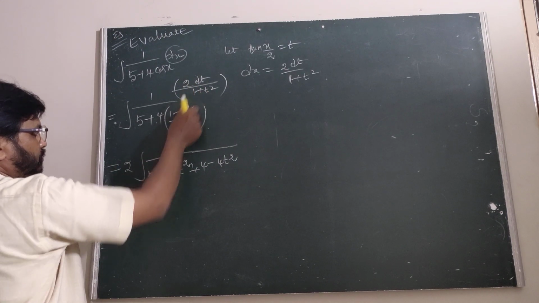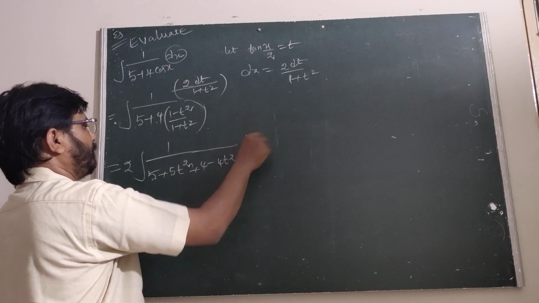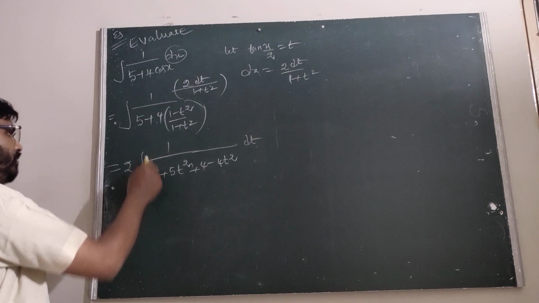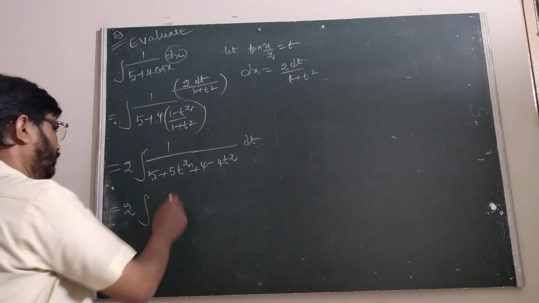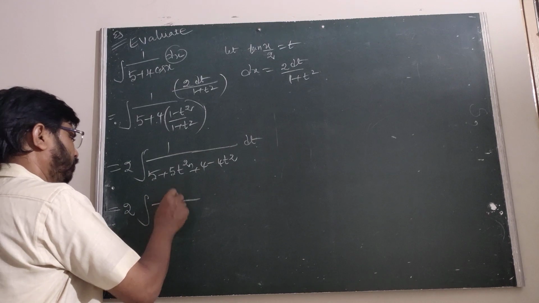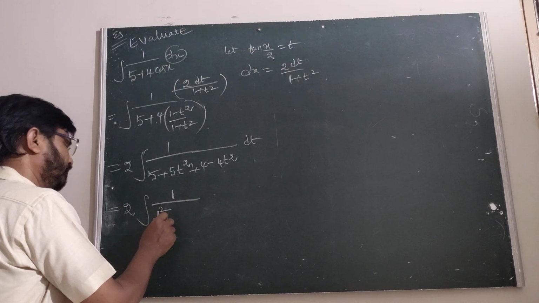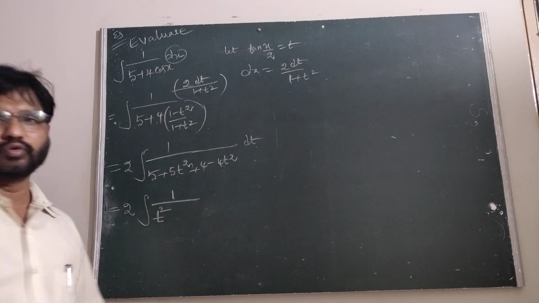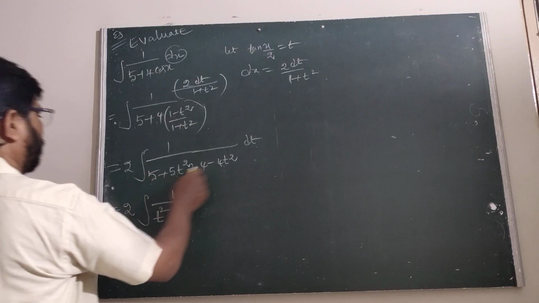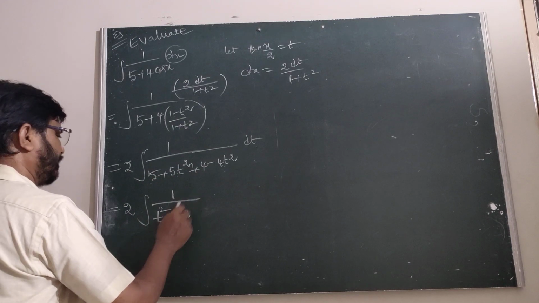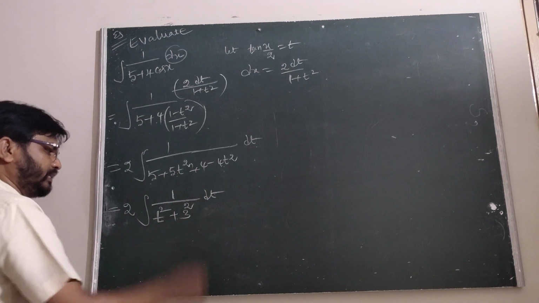Is there 1 plus t square? These two are cancelled. Therefore here 2 into dt. 2 you can write outside of the integral. Therefore 2 into 1 upon 5t square minus 4t square is the t square. Is it okay? Then 5 plus 4 is the 9. 9 can be written as 3 square.